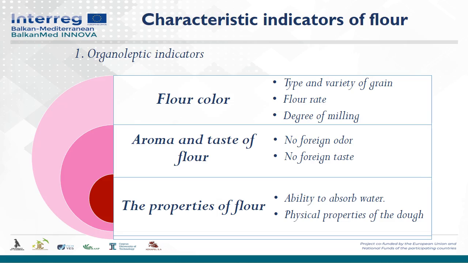Characteristic indicators of flour. Well, the first one are organoleptic indicators. These are very important because they help you to find or to choose the right flour for bread making or bread production. The color of the flour, well, it depends on the type and variety of the grain, the flour extraction rate, and the degree of milling.